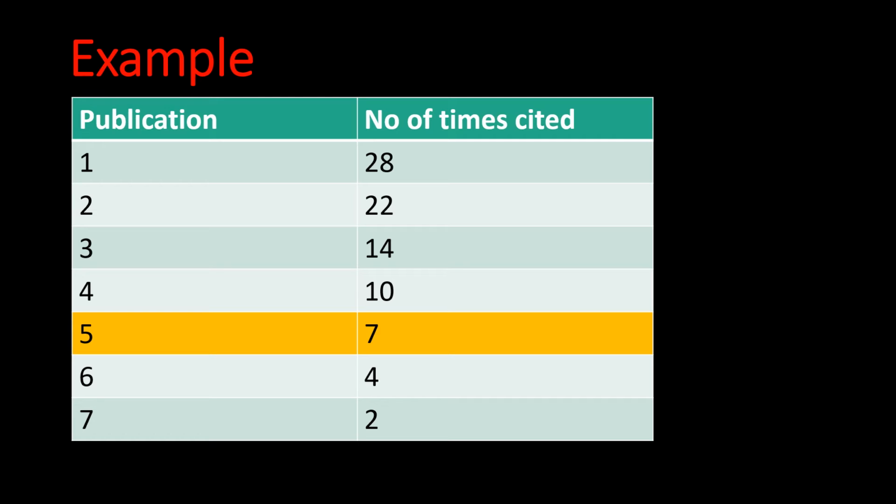We can see it with an example. For example, there are seven publications by me, and among those seven publications, five publications have been cited five or more times. So for me, the H-index is equal to 5.